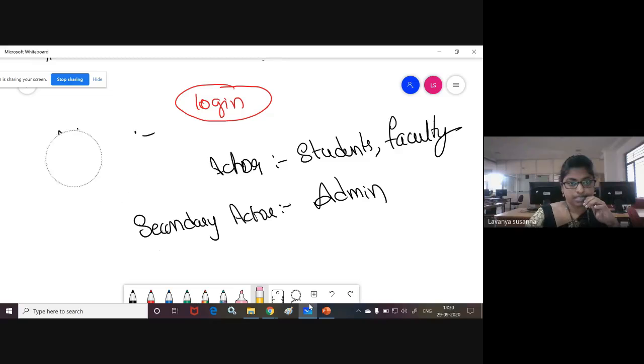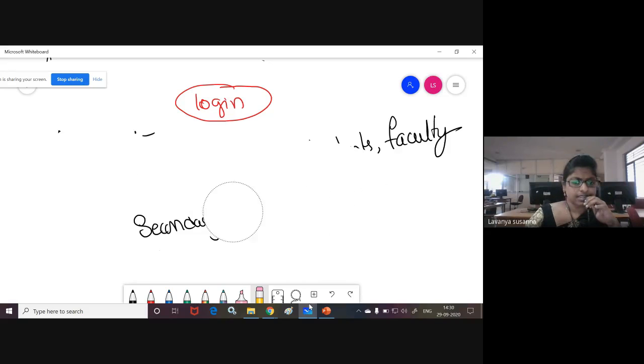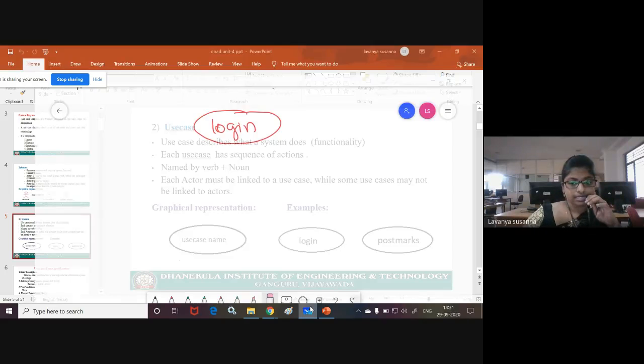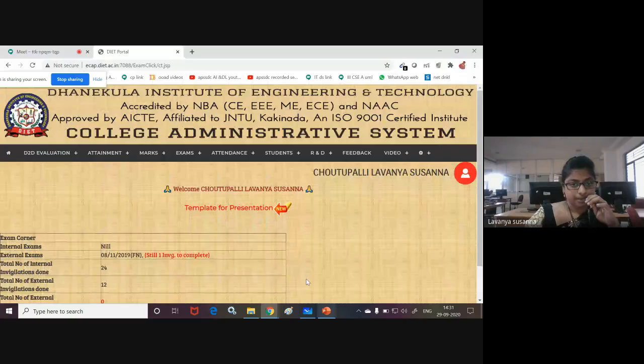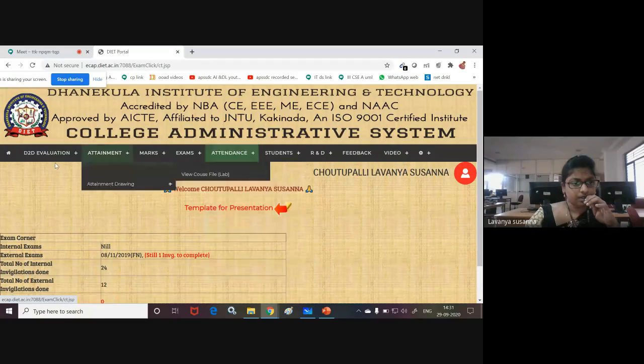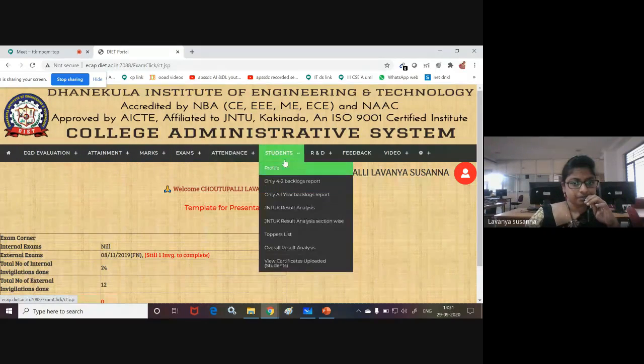Now let us see use cases. I hope you understood use cases, right? Nothing but system functionalities. And remember, each use case should have some set of actions to be performed. If there is no set of actions to be performed, don't capture it as a use case. Now after login, what is the use case? See, there are many functionalities. For example, take attendance. For example, I need to post the attendance. This is a functionality only.